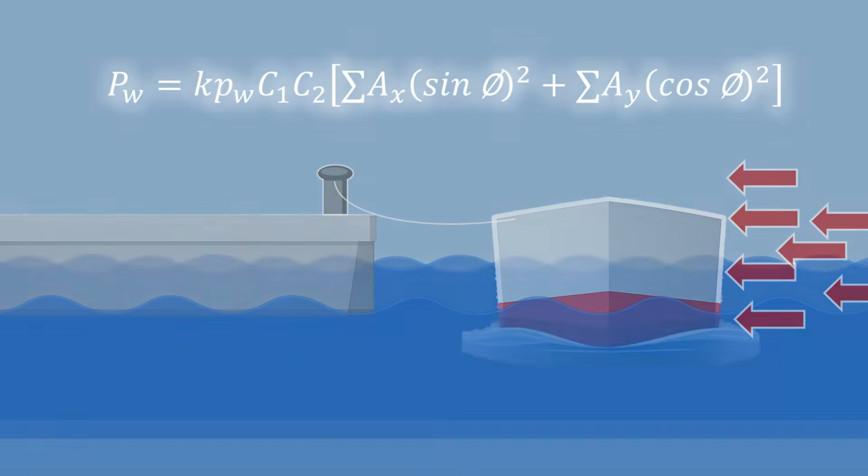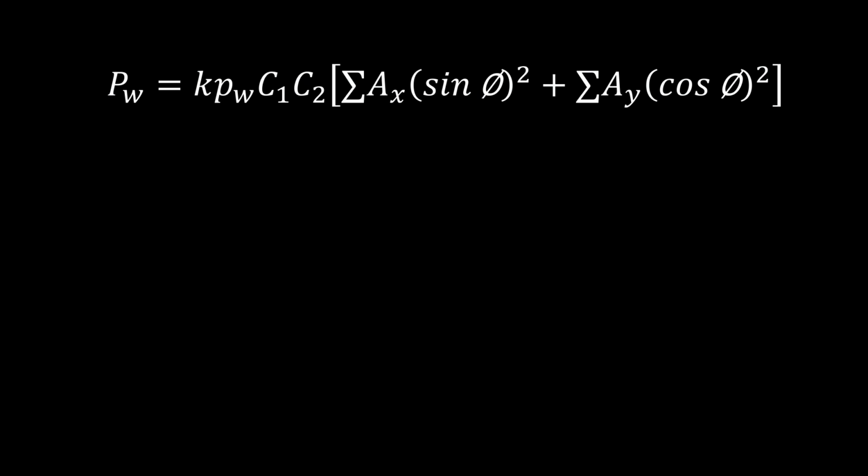The total wind force equals a shape factor multiplied by the specific wind pressure, multiplied by correction coefficients, and multiplied by the projected wind areas weighted by the wind angle. Although this equation may look complex at first glance, each term represents a clear physical idea. When the terms are examined one by one, the logic behind the equation becomes much easier to understand.